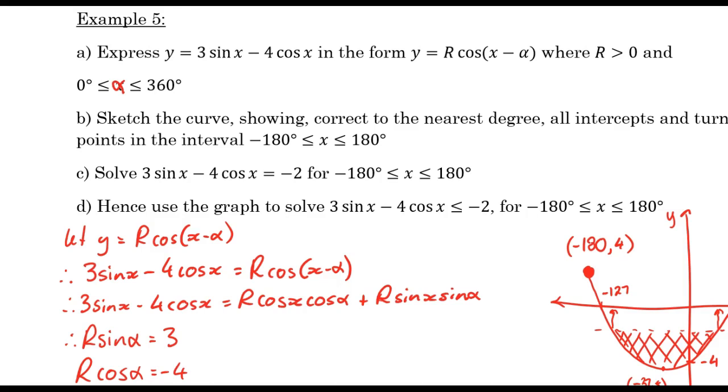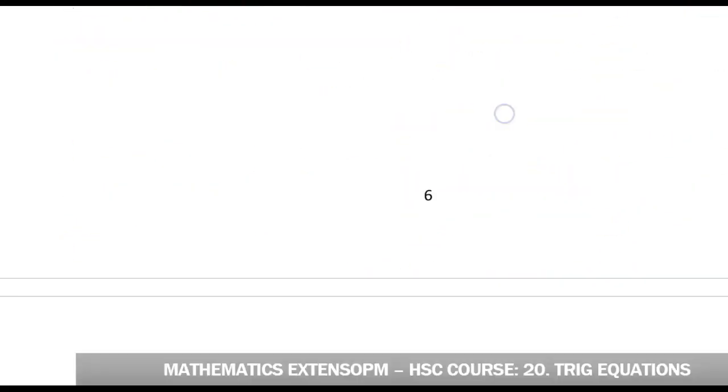Okay, so all of these tend to follow a fairly similar pattern. Get them in the form of a sine x plus b cos x. Then typically you can choose whichever of those four formats that you like. Sine x plus alpha or sine x minus alpha, cos x plus alpha, cos x minus alpha. Determine the size of r, determine the value of alpha, and see what happens after that.